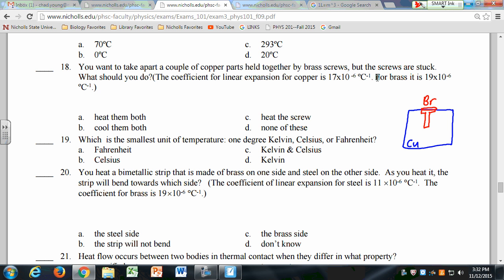Think about that coefficient of linear expansion. It tells you how much two substances are going to change in size relatively. And if you forget, you can look back at that equation, delta L equals L naught alpha delta T. If alpha is big, delta L will be big. If alpha is small, delta L will be small relative to the other things.